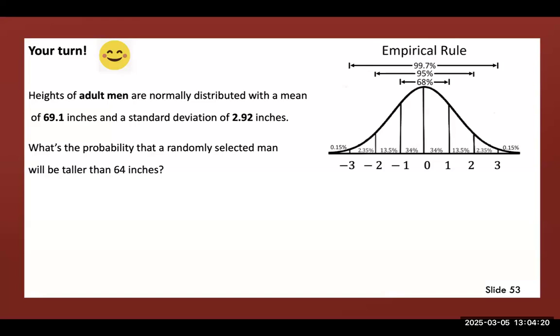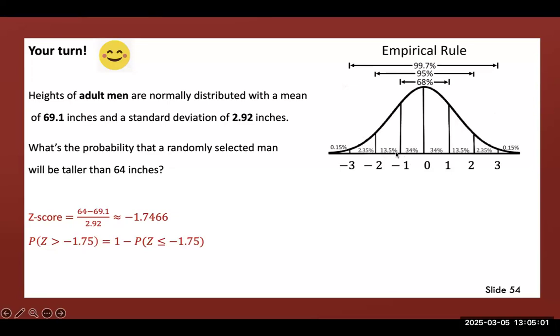So let's calculate it. I'm going to take 64 and subtract 69.1. I'm going to find the difference and then divide by 2.92. That's the formula for finding the z-score. And so the z-score is -1.7466. You can round this to the hundredth, so -1.75. Now I'm looking for the probability that z is greater than -1.75 because the problem says, what's the probability the man will be taller than 64 inches? Taller than 64 inches means to the right of 64 inches.